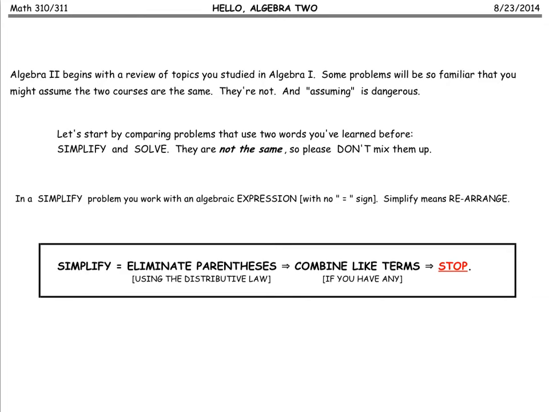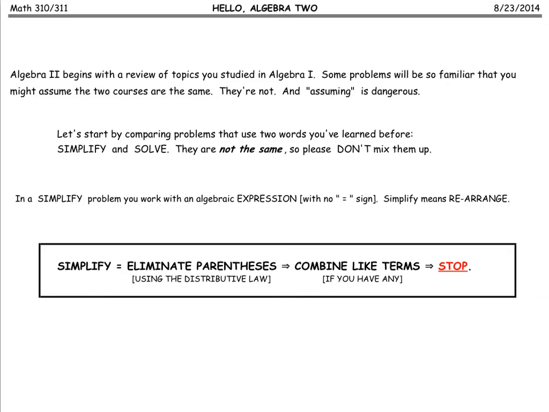Hello, Algebra 2. The purpose of this worksheet and video is to make sure that you understand the difference between Algebra 2, which you're studying this year, and Algebra 1, which you studied before. Some of the problems in Algebra 2 are very much like those in Algebra 1, and you might assume the two courses are going to be the same. They're not. And there's another thing I'd like you to learn from this video, and that's that assuming is dangerous.